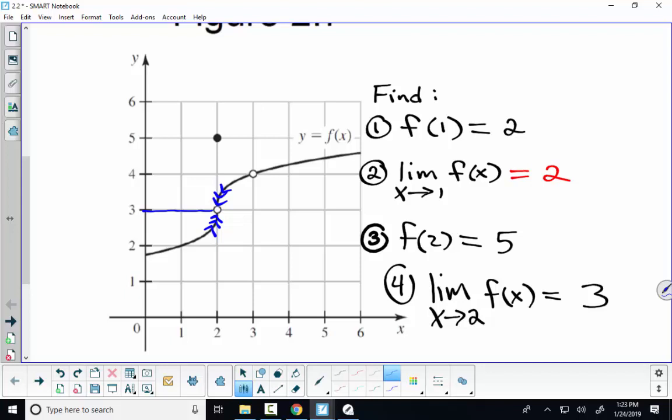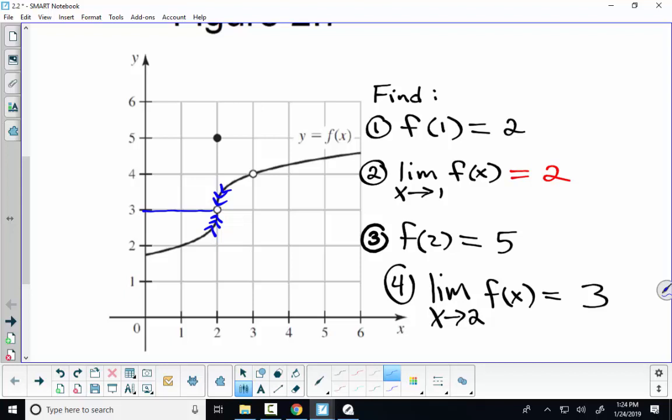So is everyone okay with this? Are there any questions on that? It's a big change in the way we've thought about working with functions before, because we're really not evaluating a function at that particular a value. We're just looking at what the y values approach as x approaches 2 or 1 or whatever.